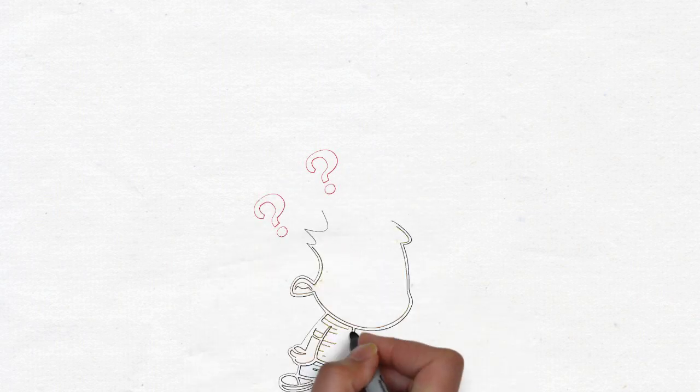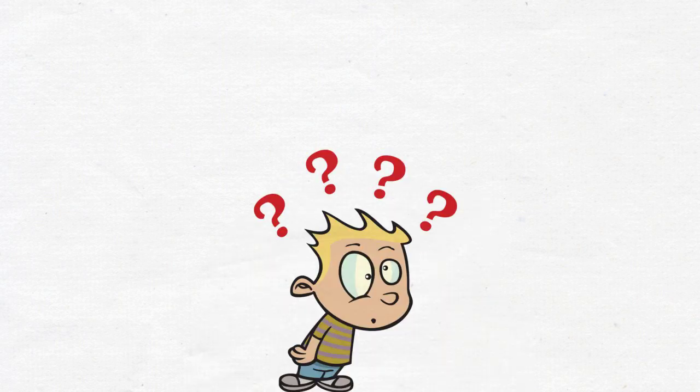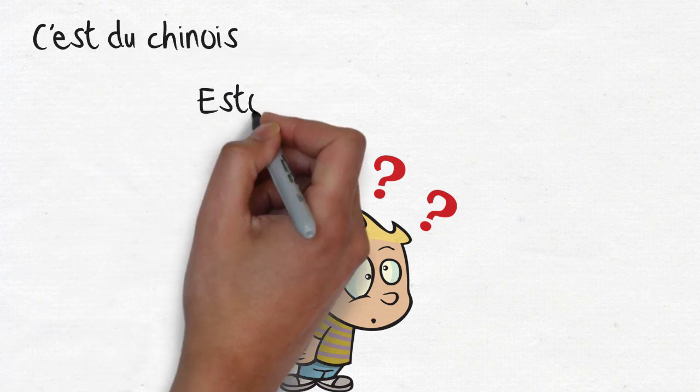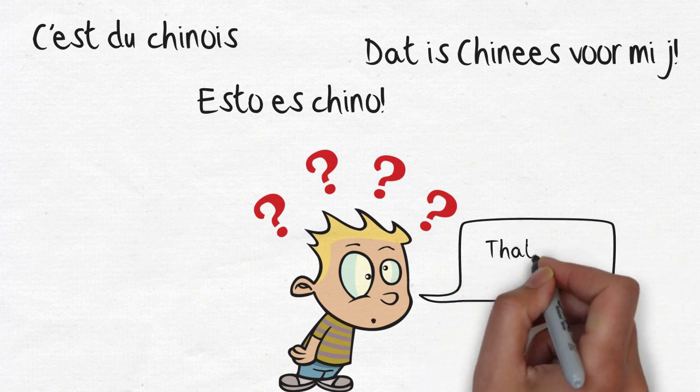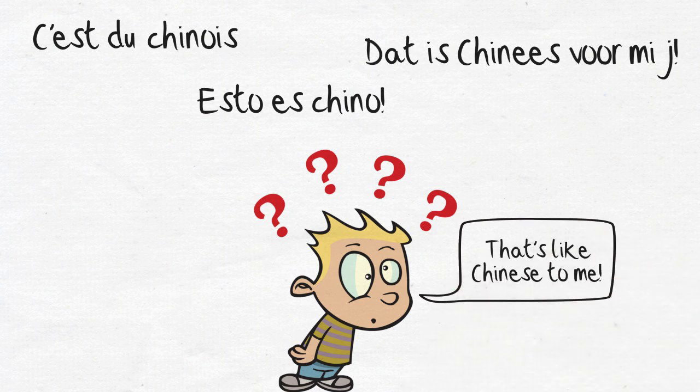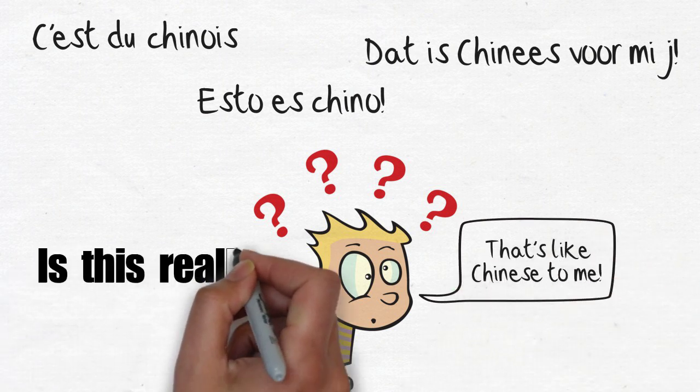Chinese is often referred to as one of the hardest languages to learn for Westerners. C'est du chinois. Esto es chino. Dit is Chinees voor mij. The expression, that's like Chinese to me, exemplifies this idea. But is this really the case?